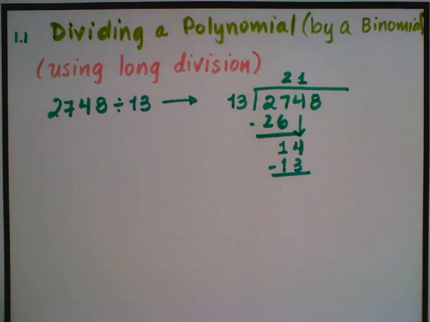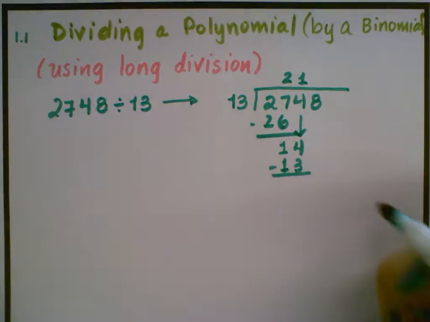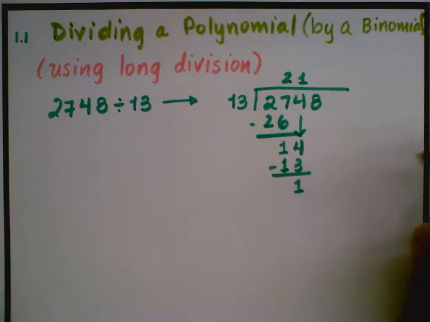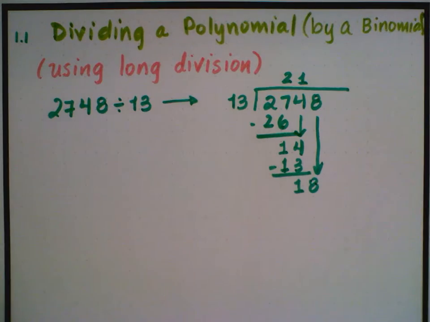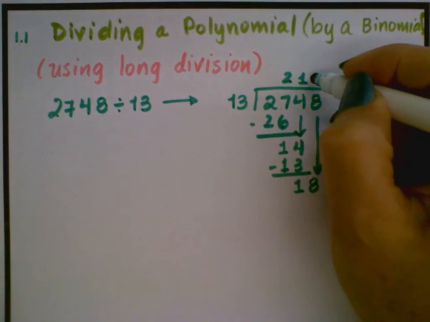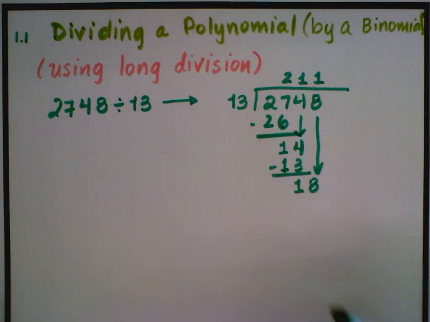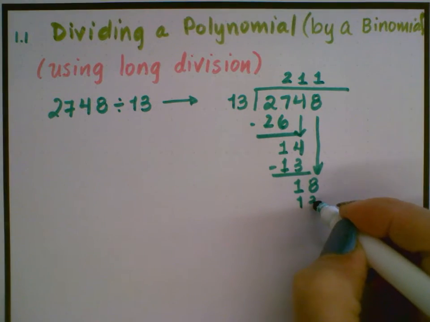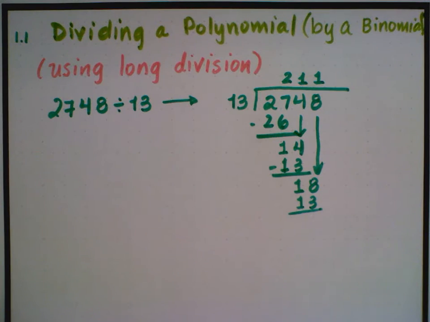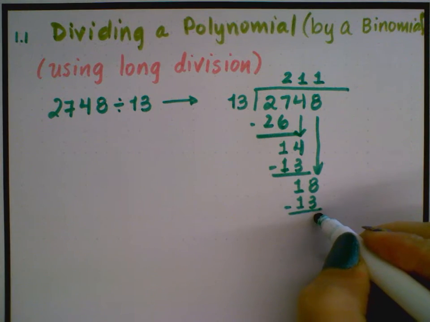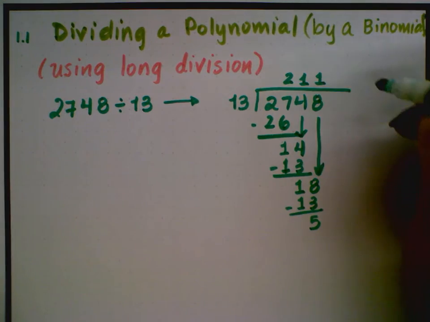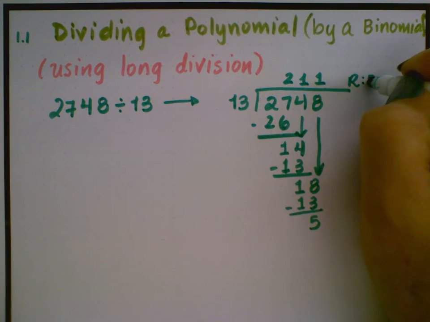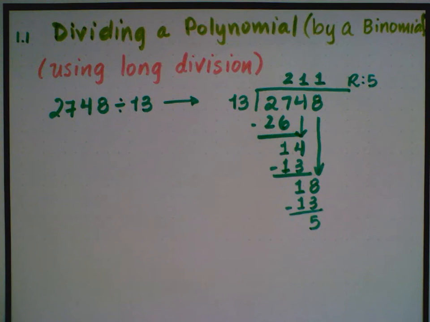Again, subtract. Remainder is 1. Drop down this 8. 13 goes into 18 once. And finally, when you subtract these, your remainder is 5. You would probably have been taught to represent it that way, with a remainder of 5.